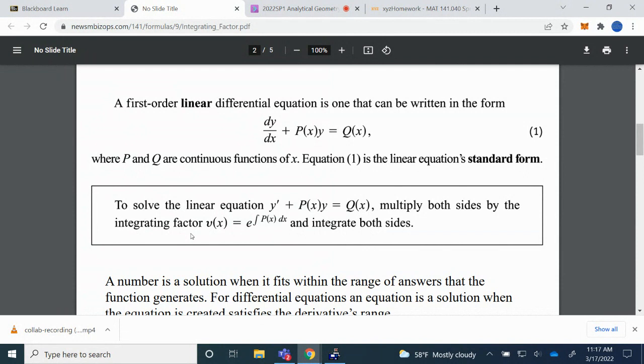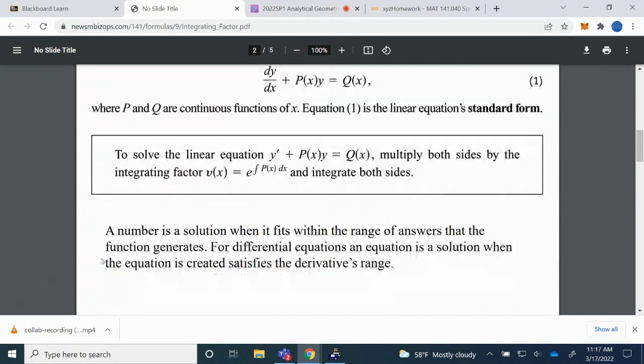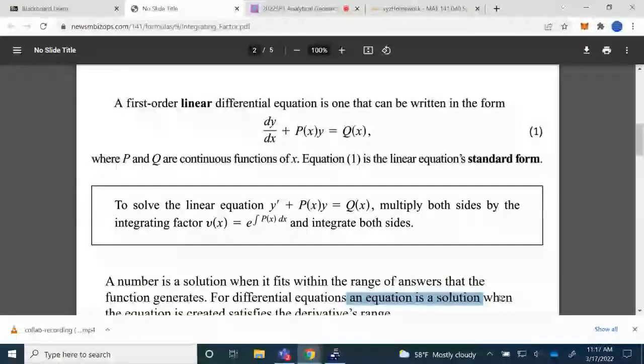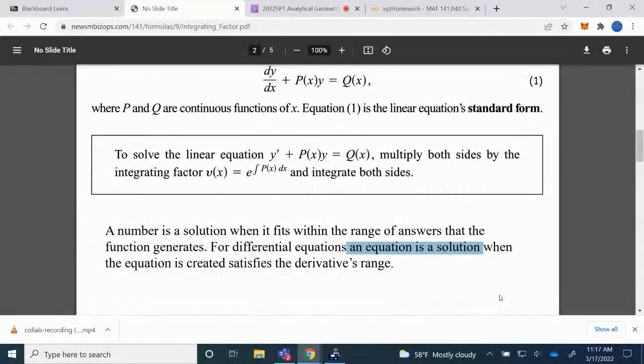One thing about the solutions to these differential equations, they're a little bit different than algebraic equations. When you solve an algebraic equation, you normally get a number as an answer, or numbers as your answer. When you solve a differential equation, an equation is your actual solution. Here it says a number is a solution when it fits within the range of answers that the function generates. For differential equations, an equation is the solution when the equation is created that satisfies the derivative's range. So keep in mind that when you solve a differential equation, an actual equation is your solution.